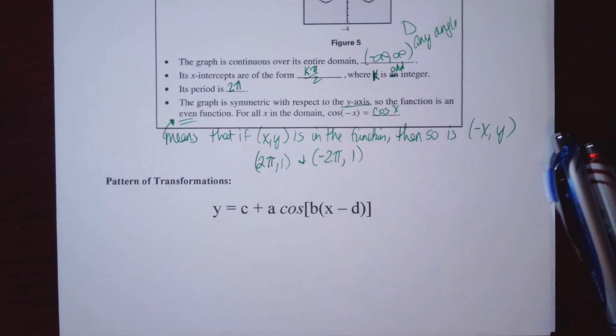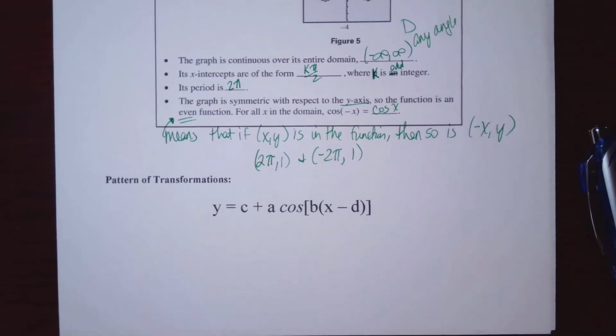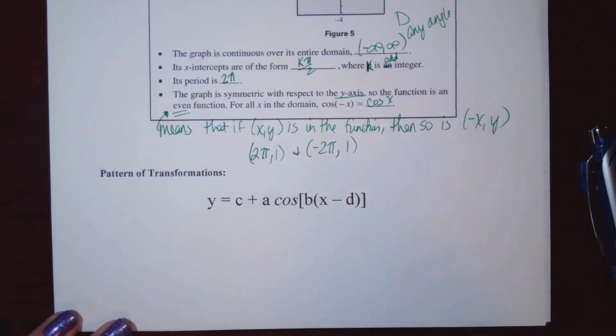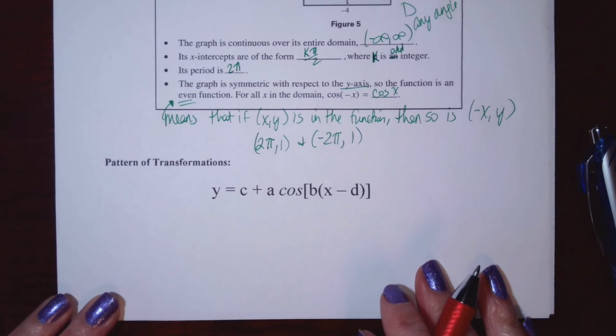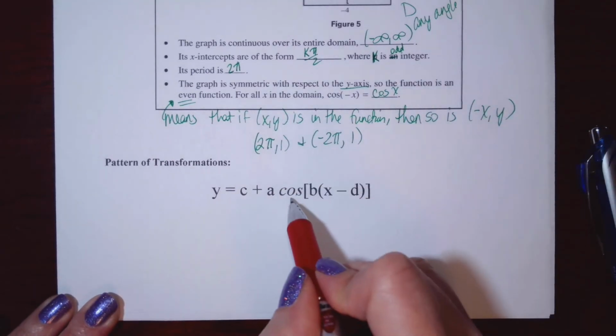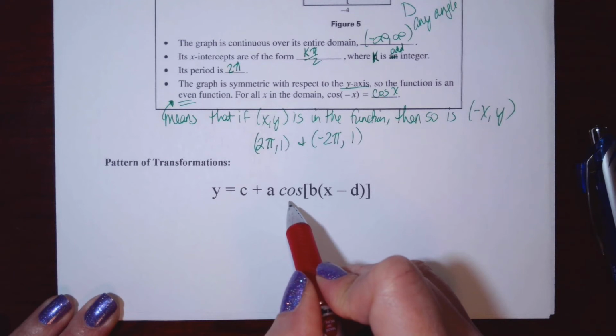Now, here's what I promised you, that pattern of transformations of functions. You learned this in college algebra. The same pattern of transformations holds true for your trig functions. Your variables are probably going to be a little bit different than what you learned in college algebra, but that's okay. We're going to identify them now. It says cosine, but it could be sine, secant, cosecant, tangent, cotangent. Does not matter. It's just a trig function.